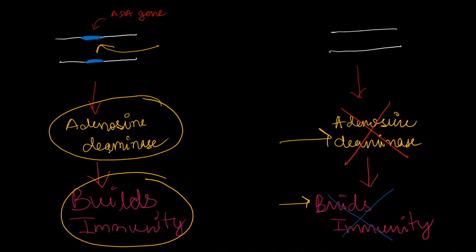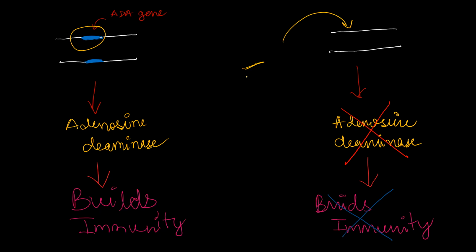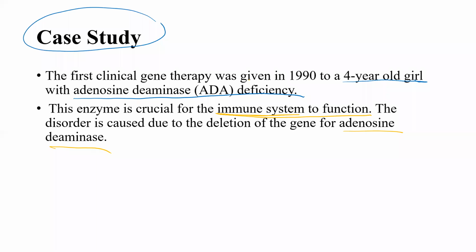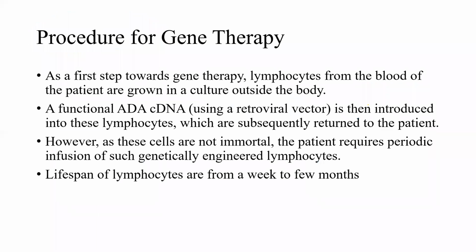In this case, as you can see, the blue color gene is not present here. So that means the deletion of the gene has taken place. Gene therapy treatment: in your book, they have mentioned 2 treatment methods. One is bone marrow transplantation. The other one is enzyme replacement therapy.